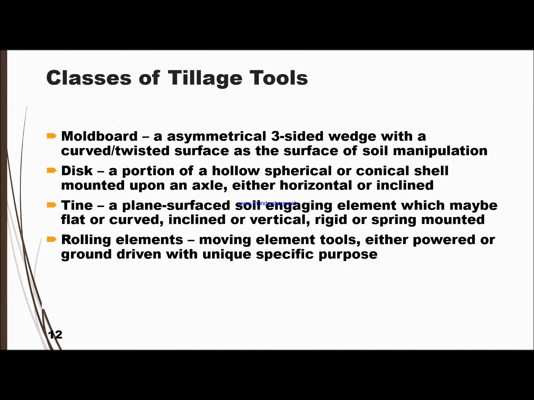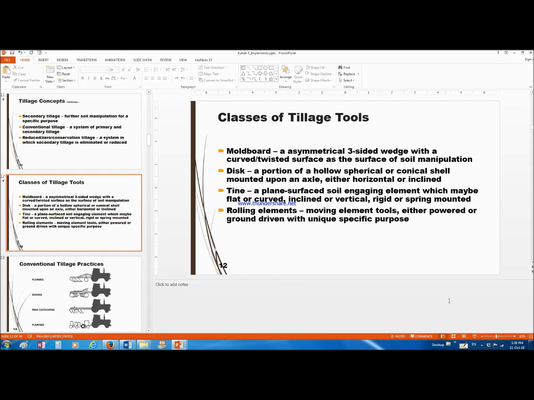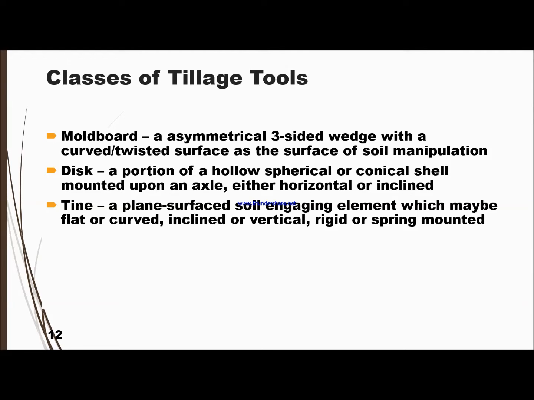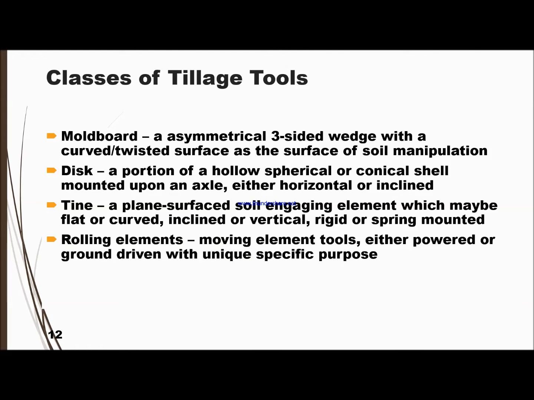So tillage tools can be classed into a few categories. First, moldboard, which is a symmetrical three-sided wedge. This is like a plate. Okay? Tine, a plain surface soil engaging element, which can be flat or curved, vertical, and rolling.